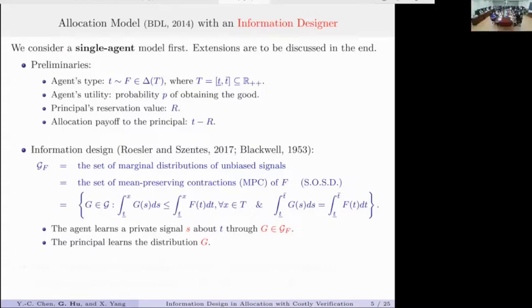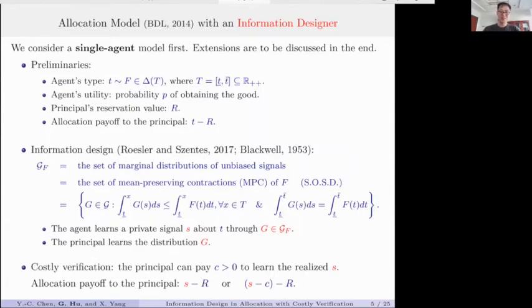Sorry, does the agent know the distribution G? Of course, yes. So the designer designs the distribution G of the signal. The agent knows the distribution and the realization. And the principal learns only the distribution G. So we can simplify the information design problem into the choice of marginal distributions of unbiased signals, that is, into the choice of mean preserving contractions of F.